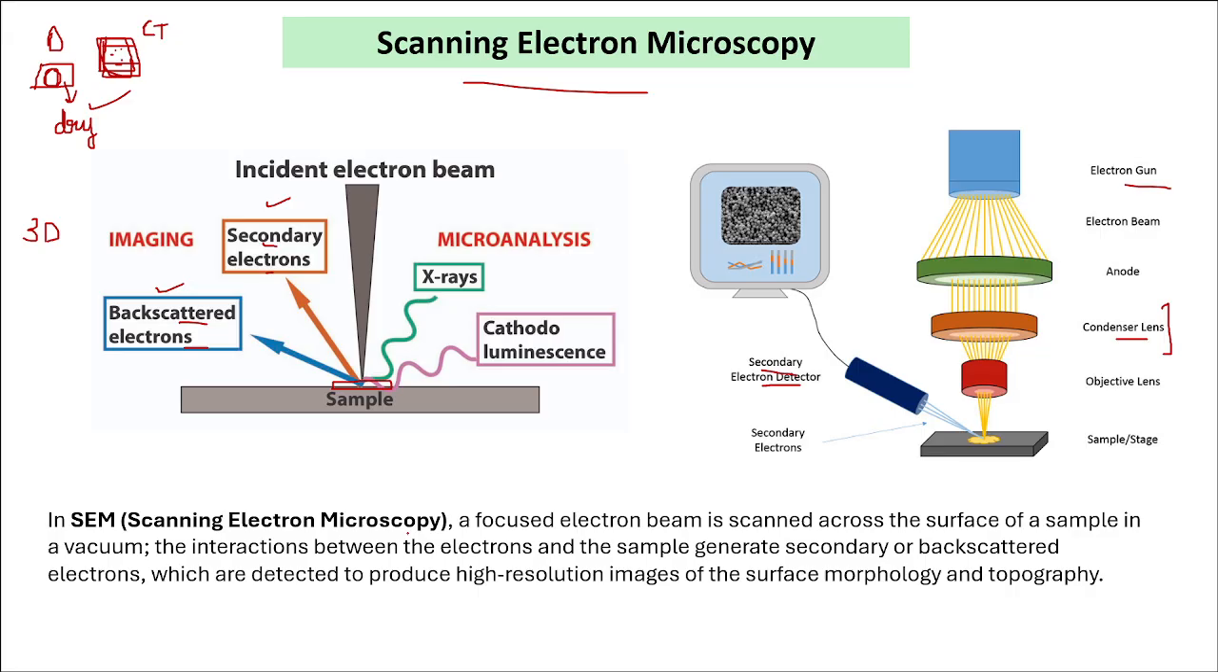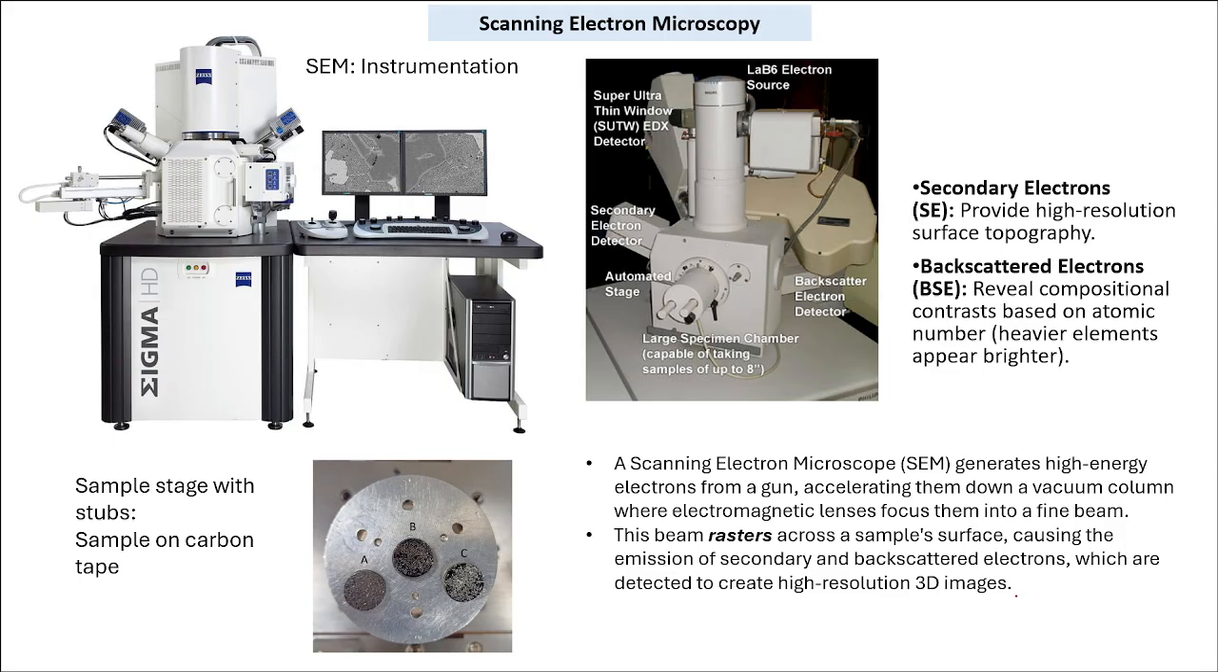So in SEM, scanning electron microscopy, a focused electron beam is scanned across the surface of a sample in a vacuum. Whatever interaction happens between these electrons and the sample generates secondary or backscattered electrons, which are detected to produce high resolution images of the surface morphology and topography. Now, this is the instrumentation.